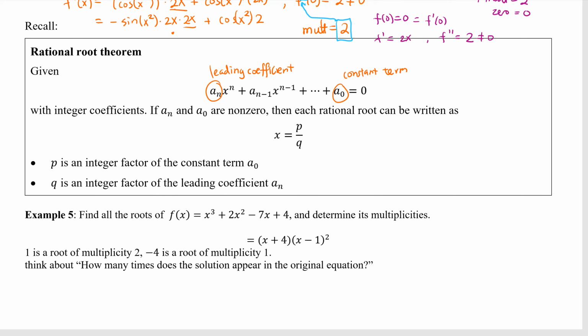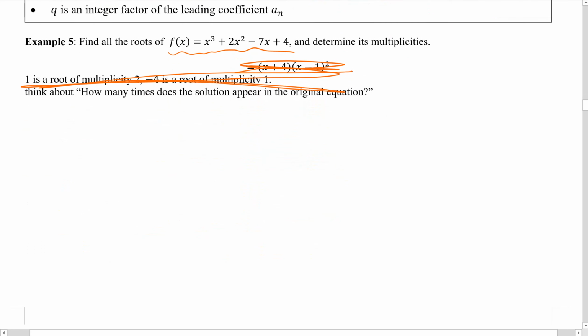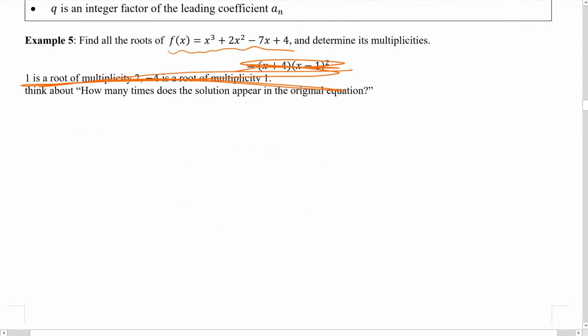We want to find all of the roots of this degree 3 polynomial and determine their multiplicity. Here I give you the answer, but please don't look at it. Suppose we don't know the answer. Then how do we find it out? If it's quadratic, we can factor it or use the quadratic formula. But for degree greater than or equal to 3, we have to use the rational roots theorem, if we know there are some rational roots.